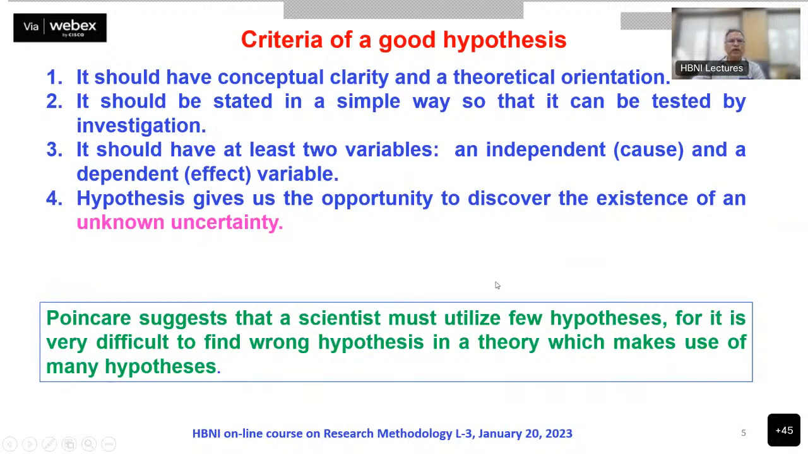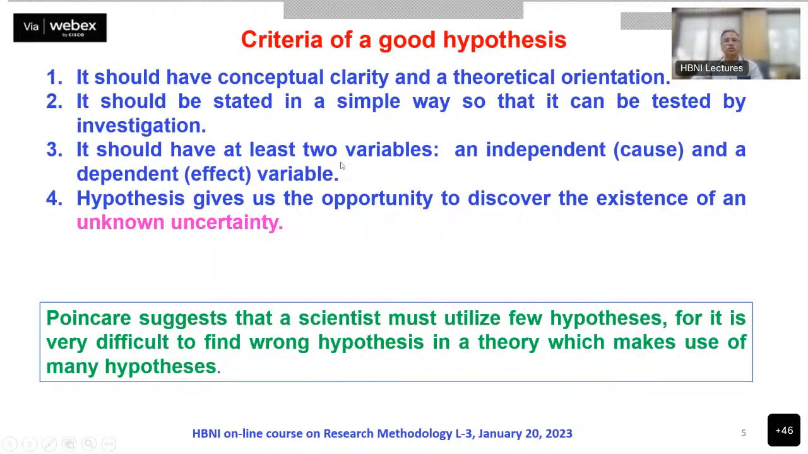The criteria of a good hypothesis are that it should have conceptual clarity and a theoretical orientation. When you make a hypothesis, you are trying to understand a phenomenon or a process, and you predict that if I do this, it can happen. So you have a theoretical explanation in that, and your concepts are clear. You have read the literature on what happens in this particular field. It should be stated in a simple way so that it can be tested by investigation.